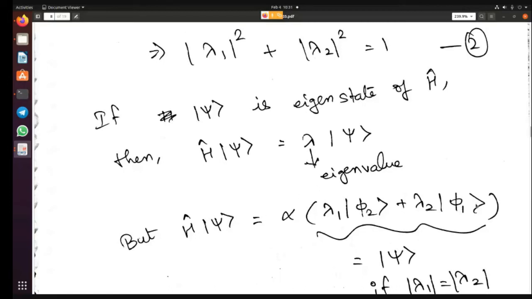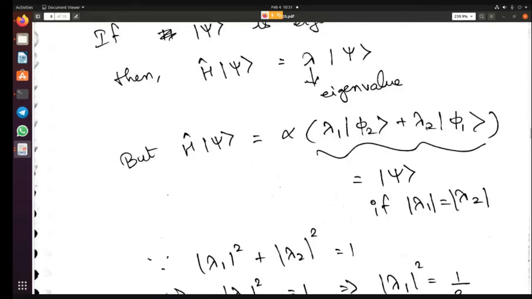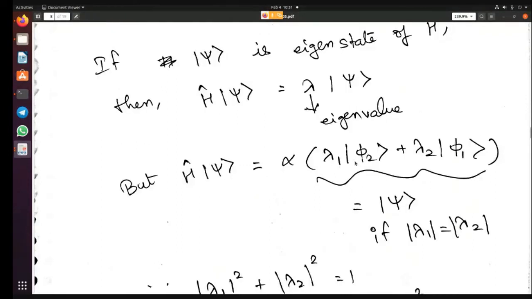So in this case, how can we get back the psi? We can get back the psi if lambda 1 and lambda 2 were the same. If lambda 1 and lambda 2 are the same, then it won't matter, because lambda you can take outside and you will get phi 2 plus phi 1, the same function, the same vector psi. So if lambda 1 and lambda 2 were the same, then you would actually get back this equation in this form, H psi is equal to lambda psi.